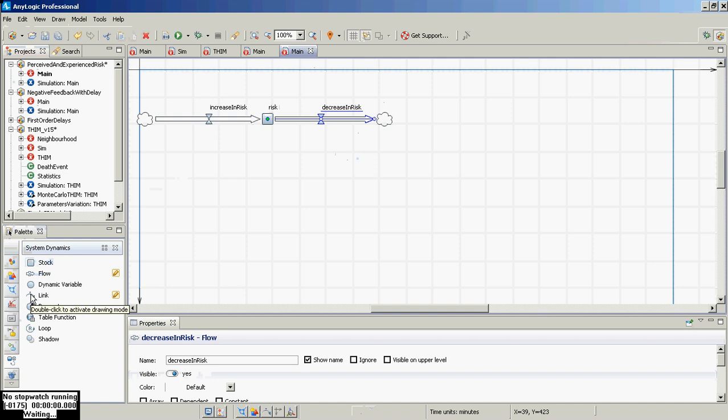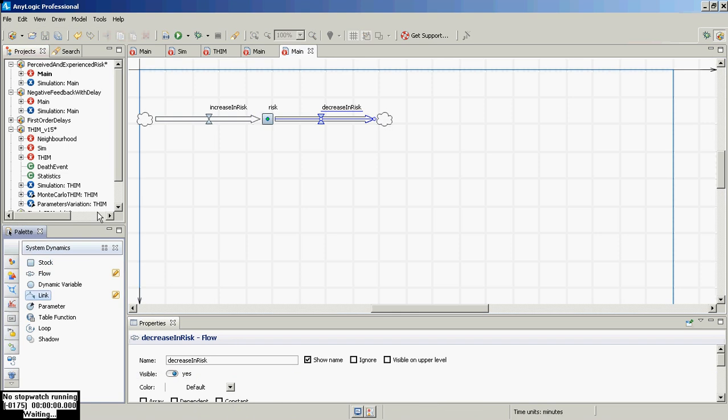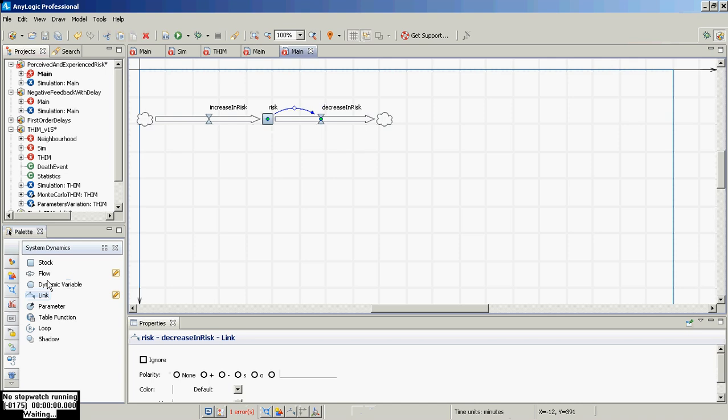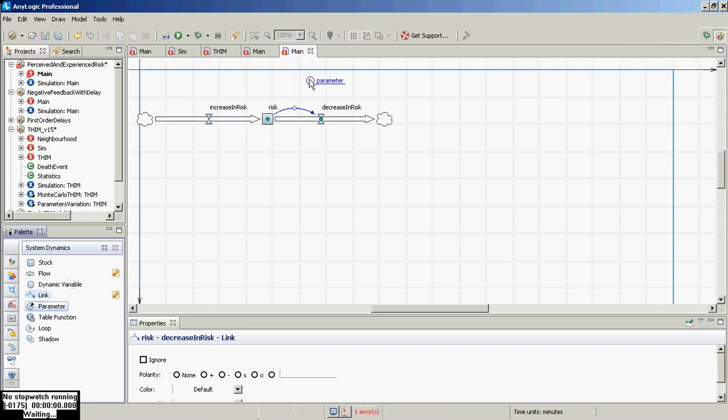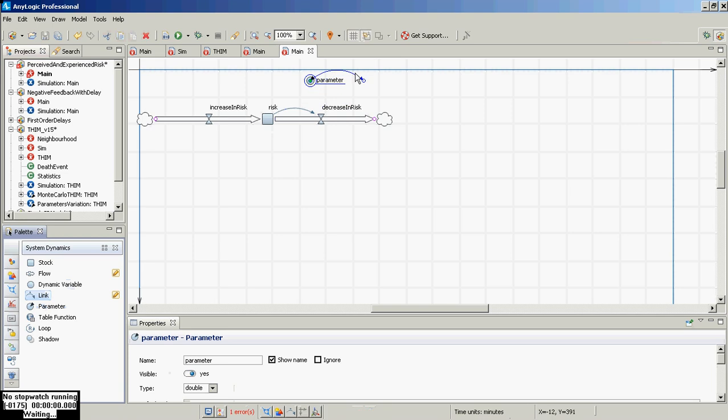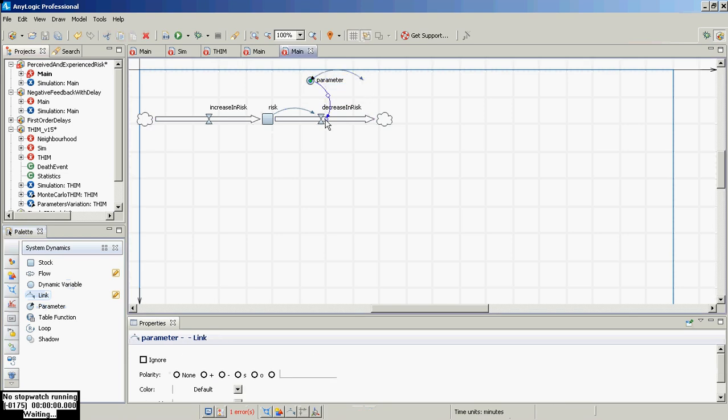And if we want it to be a first order delay, what's missing? Who could tell me? Yeah, there's a key link here, and then there's some parameter that adjusts, for example, how quickly, the time constant over which this adjusts, right? Do you remember that? And the decrease in risk here, to be a first order delay, what would be the formula for the decrease in risk here? Eminently examinable question.